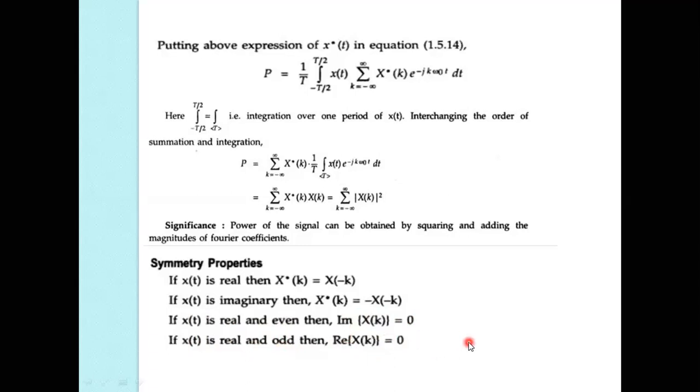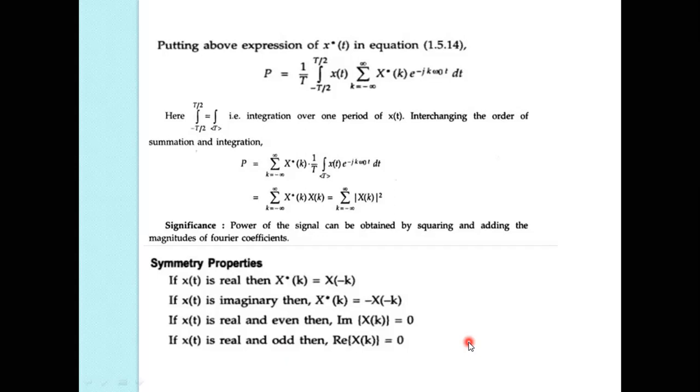So these are the symmetry properties. If x of t is real, x star of k is equal to x of minus k. If x of t is imaginary, then x star of k is equal to minus x of minus k. If x of t is real and even, imaginary of x of k is equal to 0. If x of t is real and odd, then real of x of k is equal to 0. So totally there are 9 properties in the Fourier series.